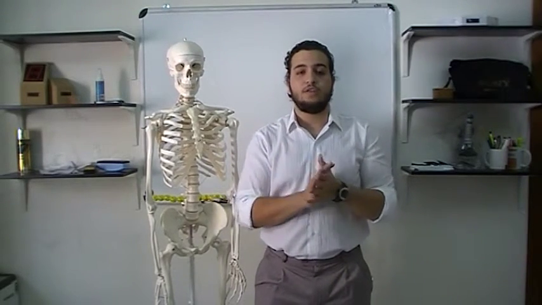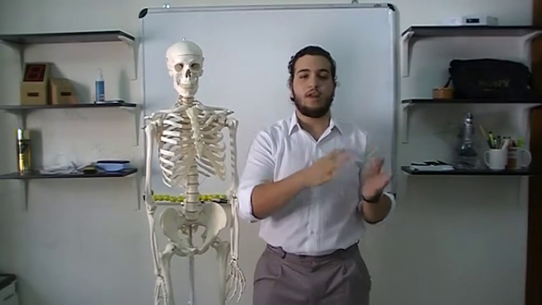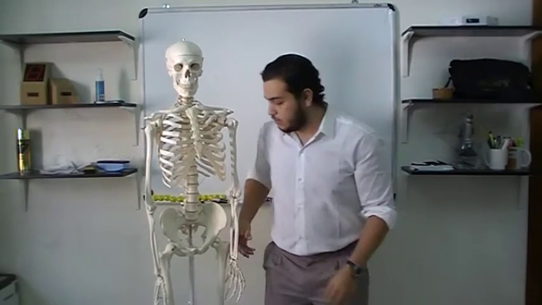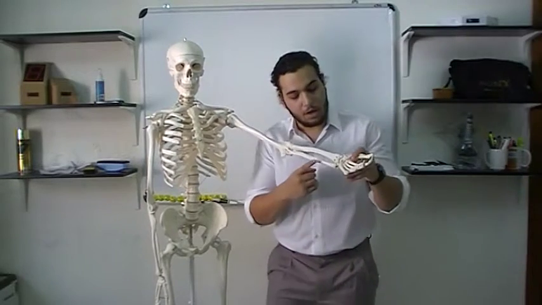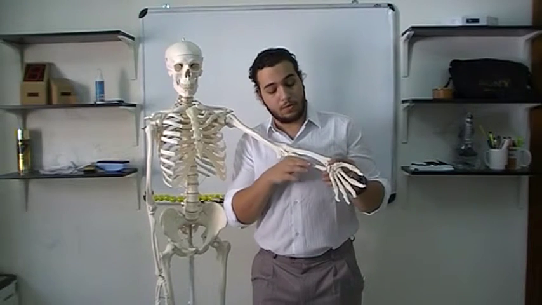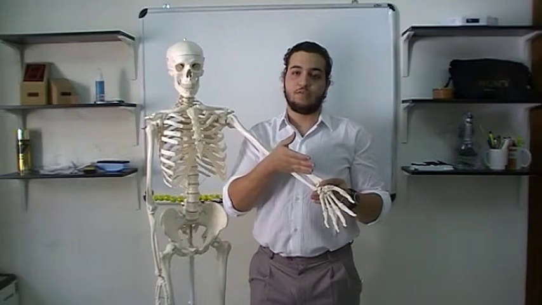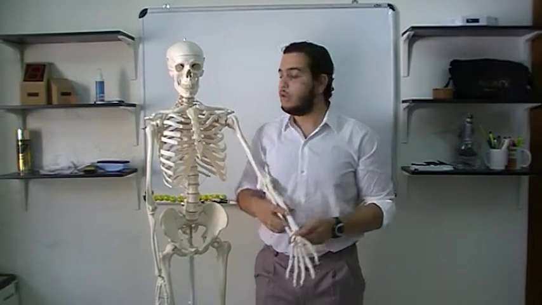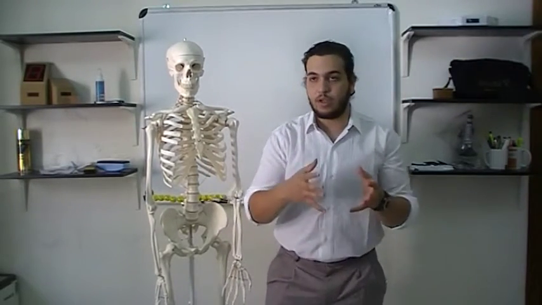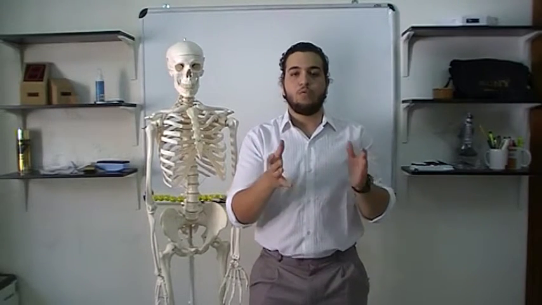We have median and lateral. The median means lying closer to the midline, while the lateral means lying further away from the midline. So let's say Mr. Skull in here has his ulnar bone and his radial bone. Basically the ulnar bone is medial to his body, while the radial bone is further away or lateral to his body. So this is the midline. Anything that lies closer to it, comparing it to the other structure, will be medial. Anything that lies further away will be lateral.